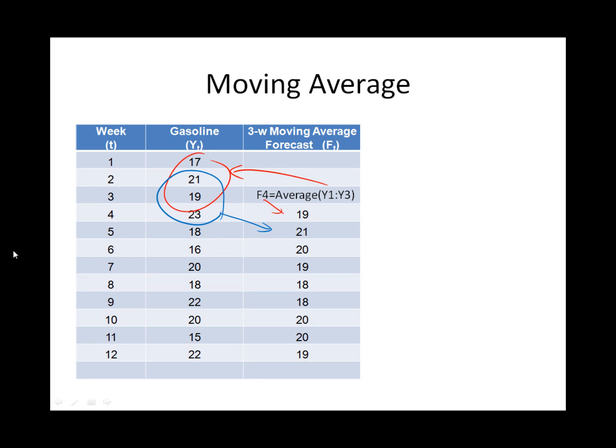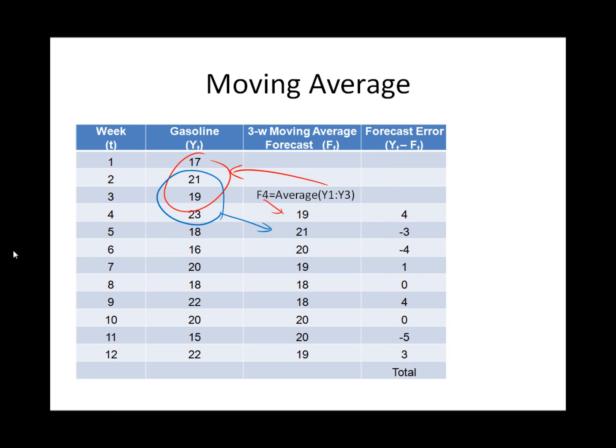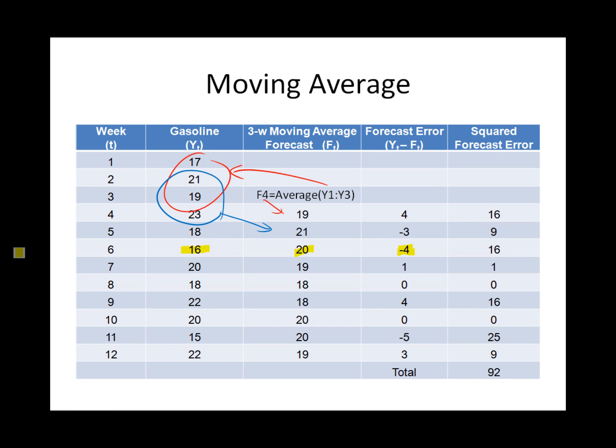In order to assess the accuracy of our forecast, we look at forecast error, which is the difference between actual and forecasted values for each week. Then we square the error to get rid of negative values and give greater weight to bigger forecast errors. In our example, we have 9 values of squared forecast errors. In order to compare different forecasts with various data sizes, we use the average of these values, which we call mean square error, and it equals 10.22 for this example.